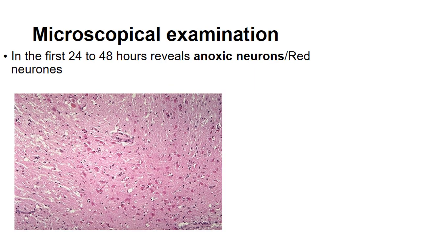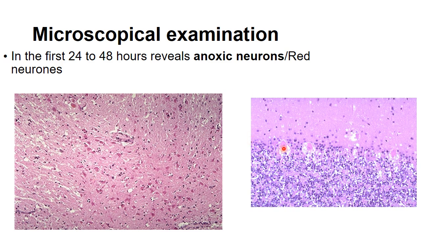Now coming to the microscopic examination of a cerebral infarct. Within the first 24 to 48 hours, you will see what are called anoxic neurons, or the red neurons, which typically have a condensed cytoplasm due to condensation of the mitochondria and a very small pyknotic nucleus due to condensation of the nuclear chromatin.